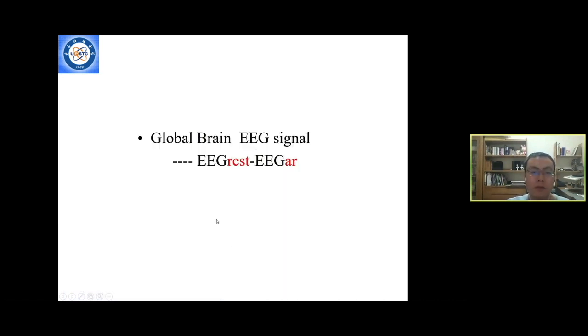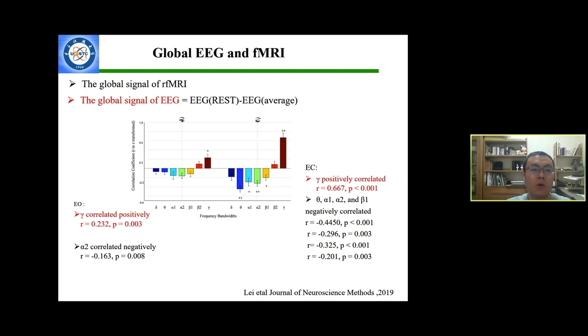There is another very interesting work about the global brain EEG signal, and in this paper, the authors used simultaneous EEG and fMRI recordings and got the global signal of resting state fMRI and defined the global signal of EEG, that is EEG with REST minus EEG with average. Then the authors calculated the correlations between the global signal of EEG and the global signal of resting state fMRI.